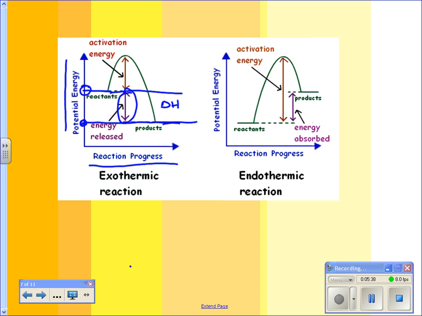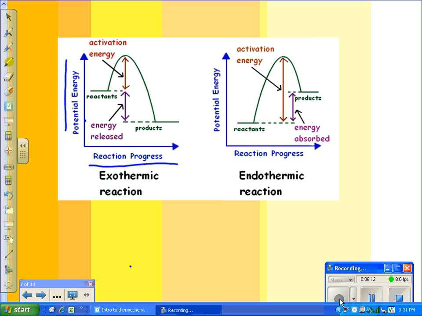For an endothermic reaction, our reactants actually start at a lower energy. The potential energy in the bonds of the reactants is lower than the potential energy of the bonds as products. So in this case, we end up with products that have a higher potential energy, an increase in enthalpy or an increase in energy for an endothermic reaction. So they can look really similar if you don't look close.